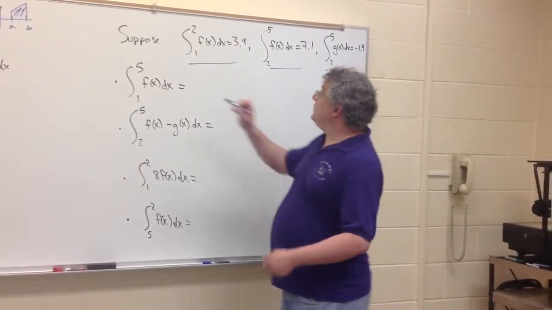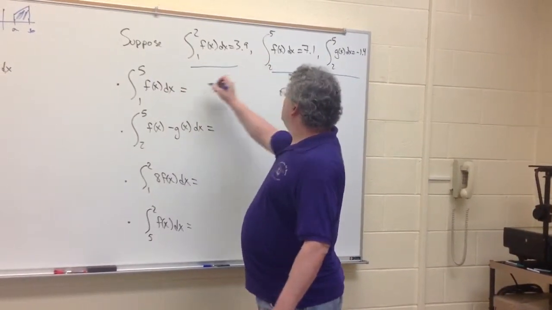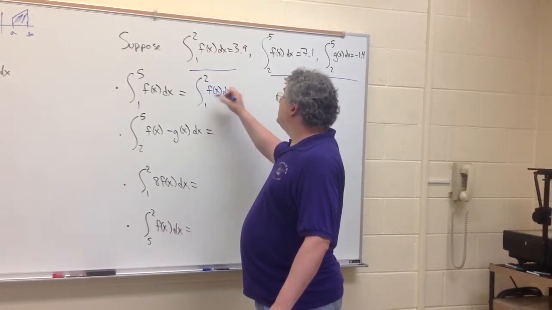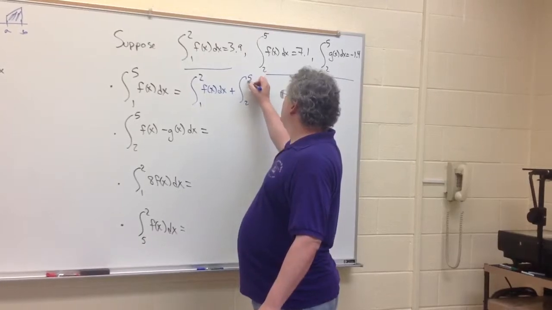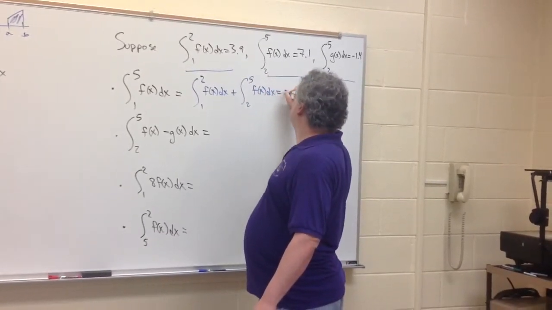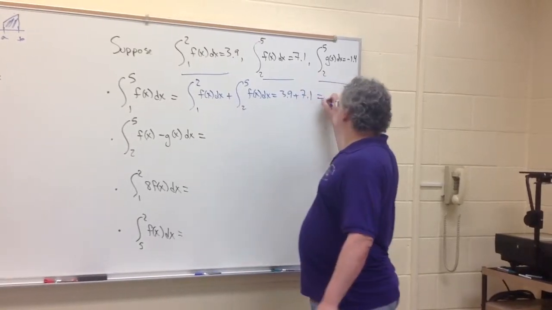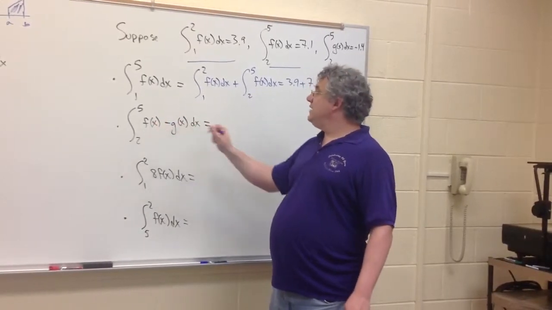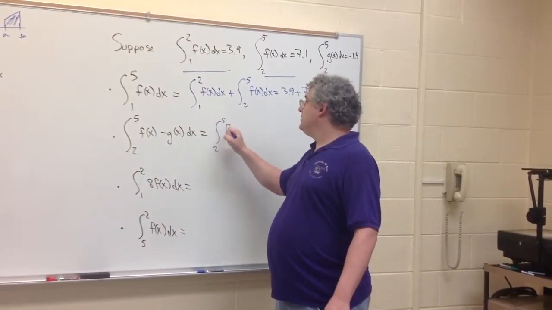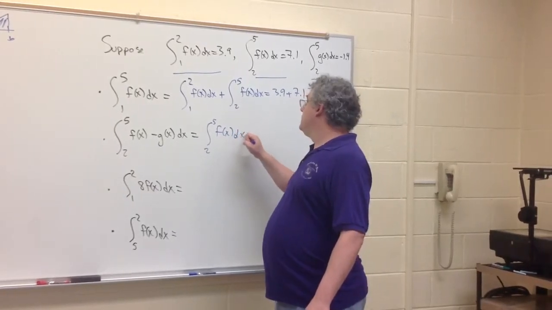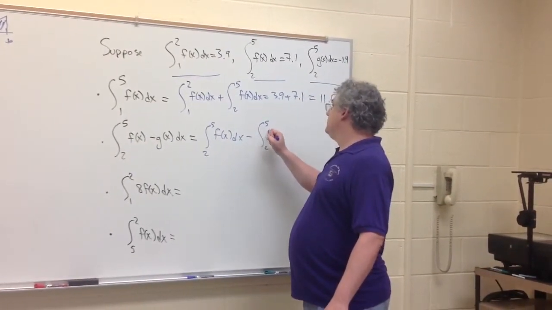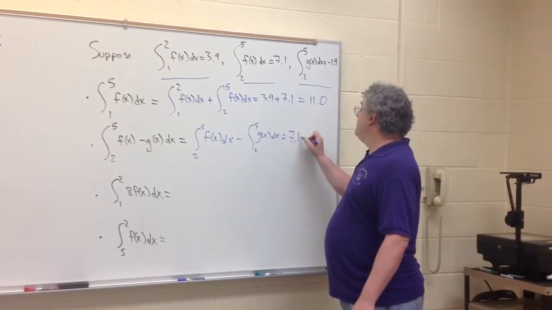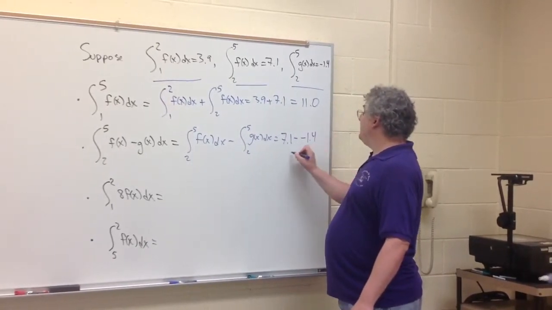Okay, let's see. What about the first one? I want to go from 1 to 5. Well, one of the relationships we had earlier says it's from 1 to 2 plus from 2 to 5. So it's 3.9 plus 7.1, which is just 11. How about this one? 2 to 5 of this minus that. Well, that's the same as 2 to 5 of the first one minus 2 to 5 of the second one. So that's 7.1 minus 1.4. Be careful with that. And we get 8.5.